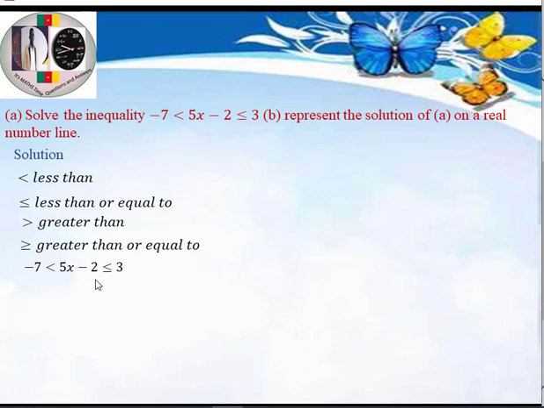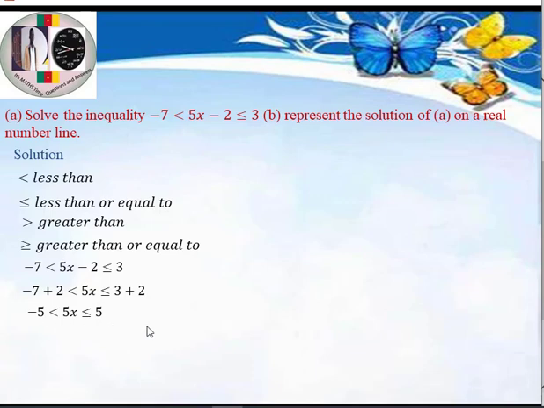We are going to move -2 to the right, and then to the left as well. Because it's minus, when we move it, it becomes positive. So we add 3 + 2, and we add -7 + 2, and that removes the minus 2 at 5x. So -7 + 2 is -5, and 3 + 2 is 5. So we have -5 < 5x ≤ 5.